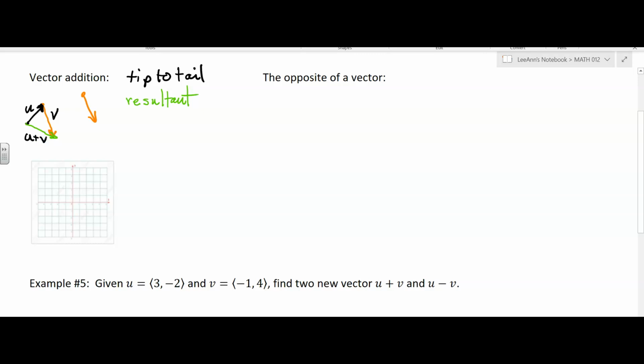Now, when we want to subtract, well, we're not going to. U minus V would be the same thing as U plus the opposite of V. So how do you find the opposite of a vector?